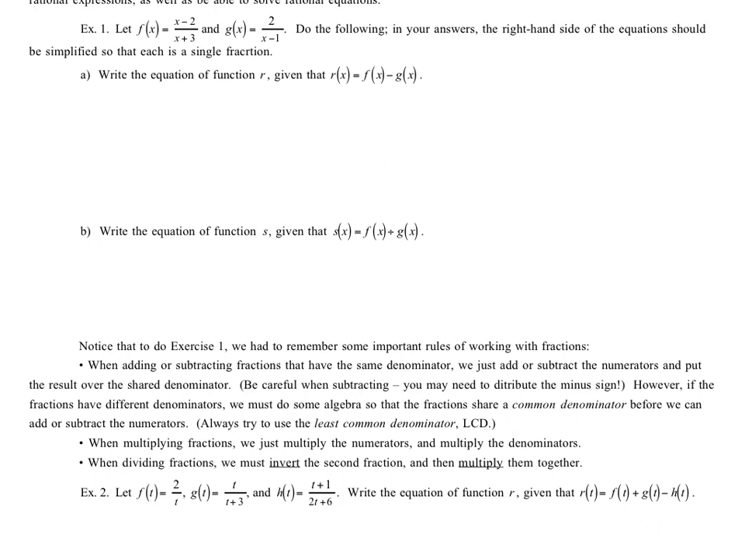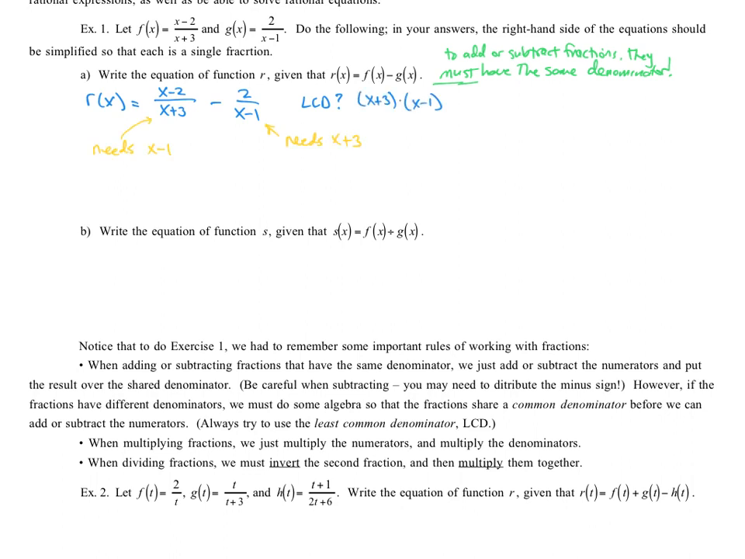Here's how we start to write the equation of function r. Recall that when we add or subtract two fractions, the fractions' denominators must be the same. If they are not the same, we have to try to create a common denominator. We always look for the least common denominator. And if the denominators have no common factors, then the LCD is just going to be the product of the two denominators. The way we build the common denominators is to take each fraction and see what factor is missing in the denominator. Then we multiply both numerator and denominator by that factor.